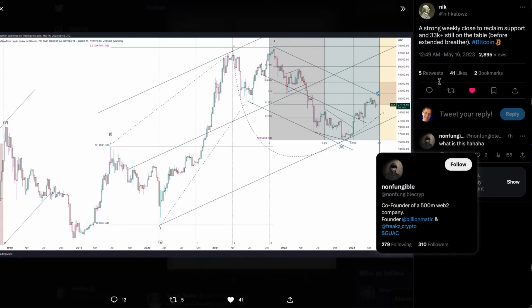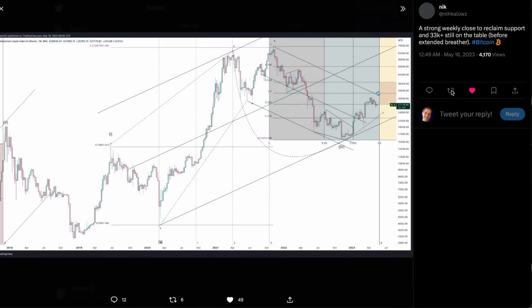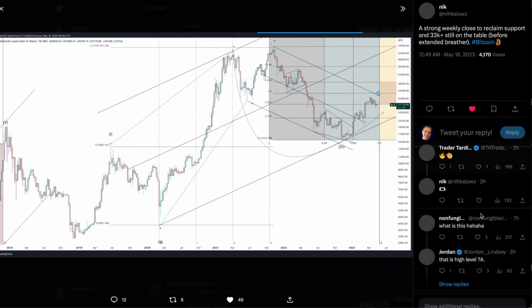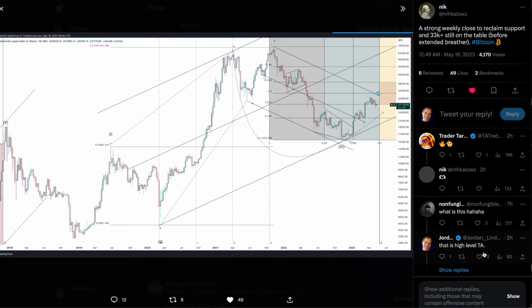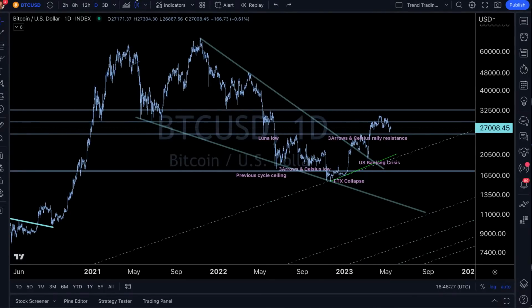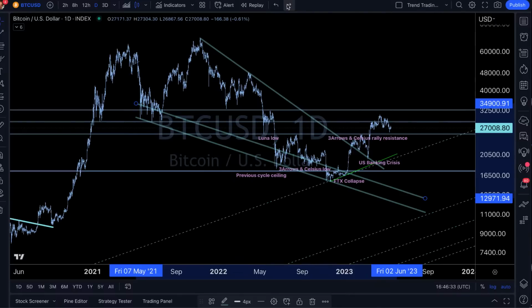You can see other people are like, what is this? Ha, ha, ha. And I responded, and I'm like, you know, that's high level TA. That's what that is right there. And that's the truth of it. So Nick, glad for that little assist. And I want to go ahead and just show you a little bit what that looks like. Go ahead and add that line. I'm cloning that line up.